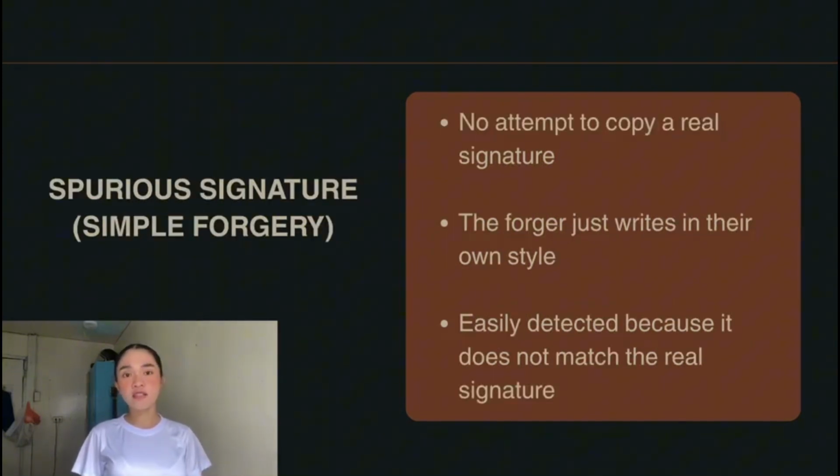So next is the spurious signature or the simple forgery. So kani siya, the person does not copy the real signature. They just write their own style of writing, so dali ra siya ma-detect because it does not match the real signature.